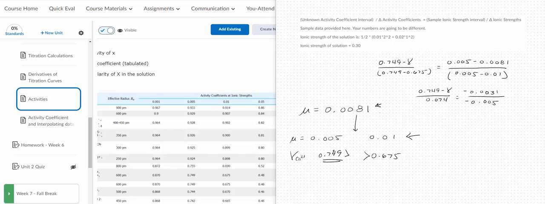So I'm going to stop and start the video so you'll see things just kind of appear, but I will give you each of the pieces and you can check your work as you go. So I get a calculated activity coefficient then of 0.703 for these conditions.